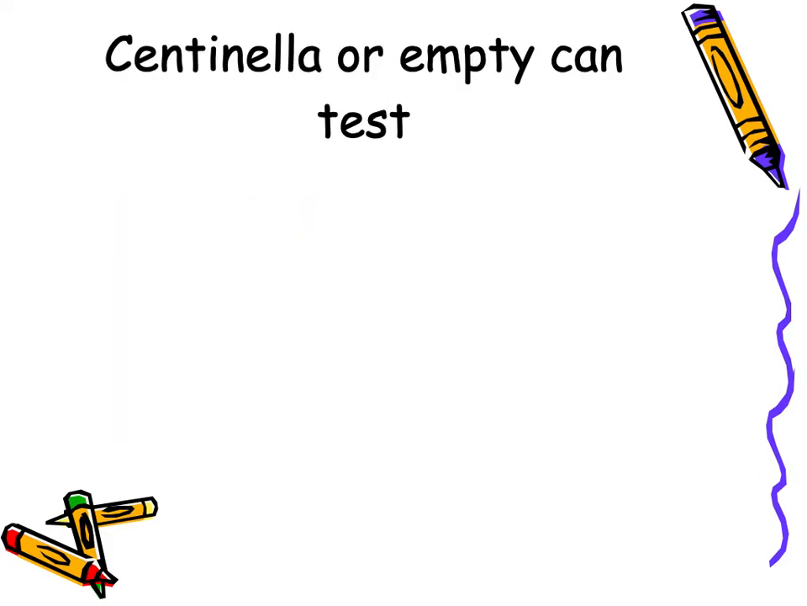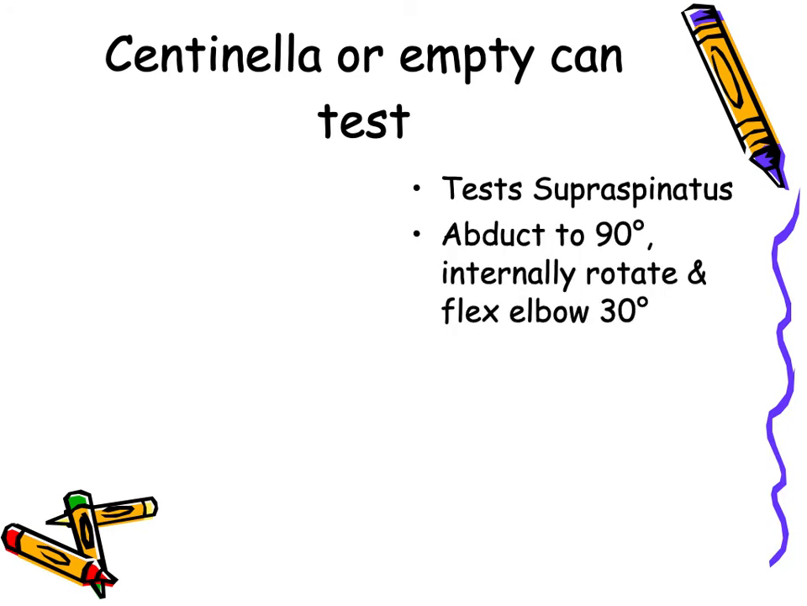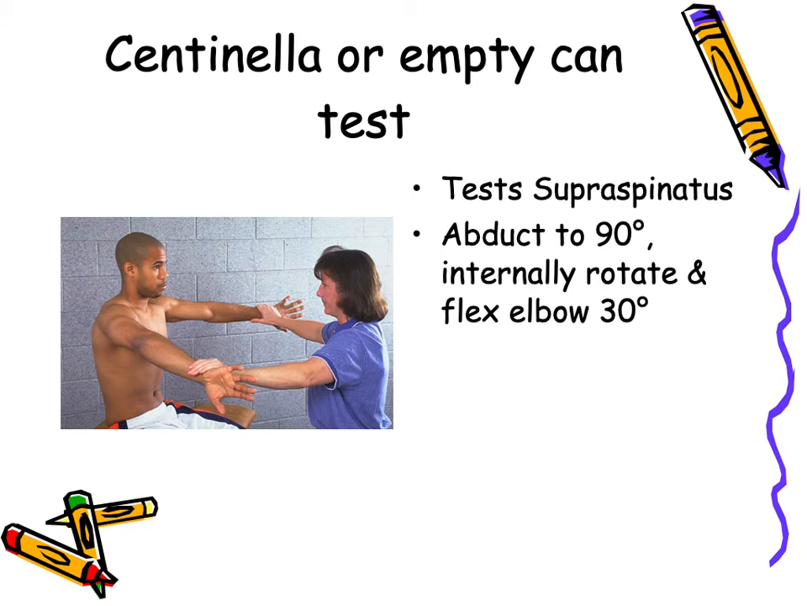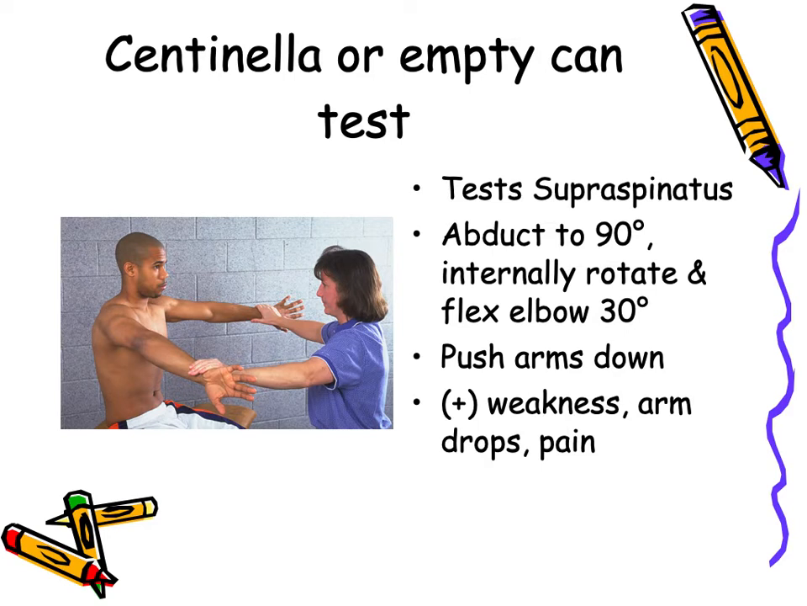The Jobe, or the empty can test. Like you think about it, we have an empty can in our hand. Another supraspinatus test. We abduct the shoulder to 90 degrees with internal rotation and the elbow extended, and you pretend you're pouring a can. That's the motion that you want the patient to be in. The arms are down, so they're pouring a can. We push the arms down. We ask them to keep me from pushing your arms down, and the positive sign is weakness or the arm drops, and there's pain with this. So these are all for the supraspinatus.